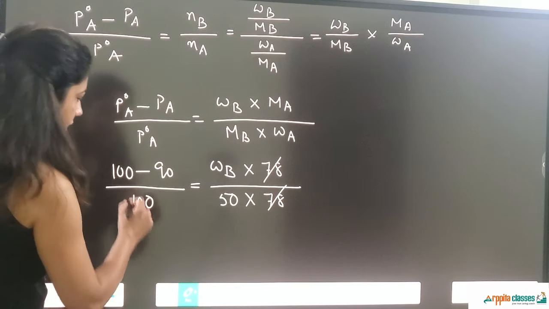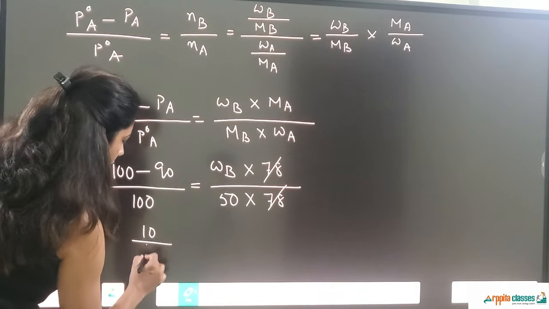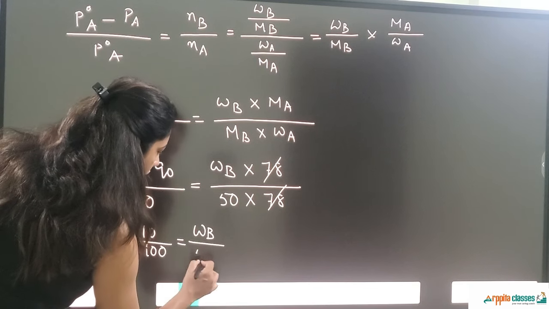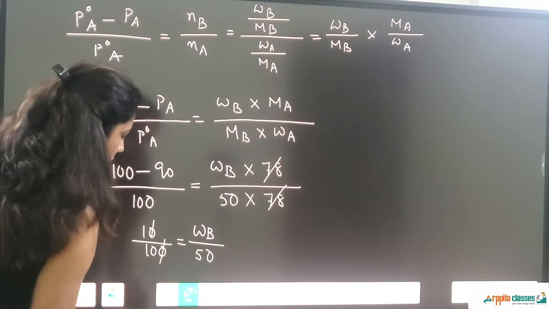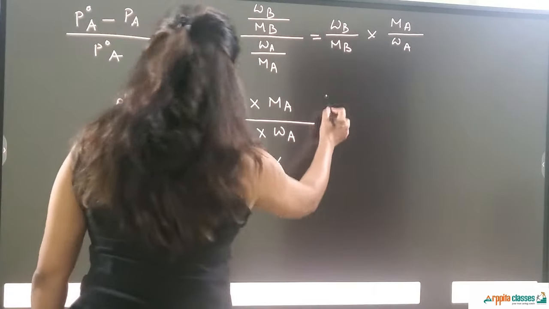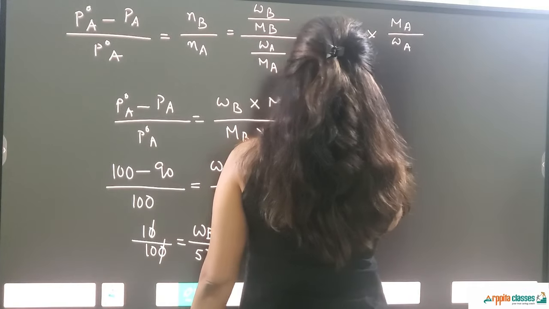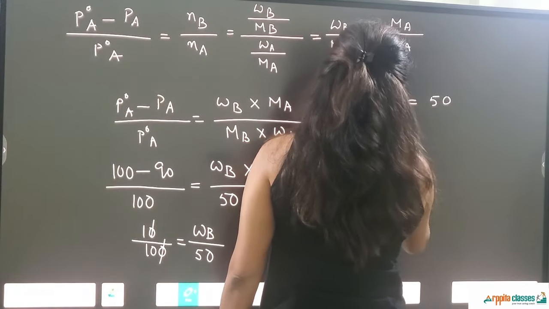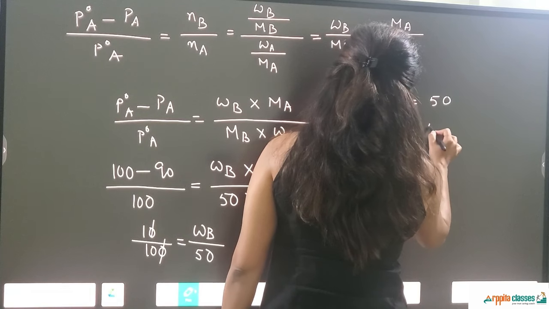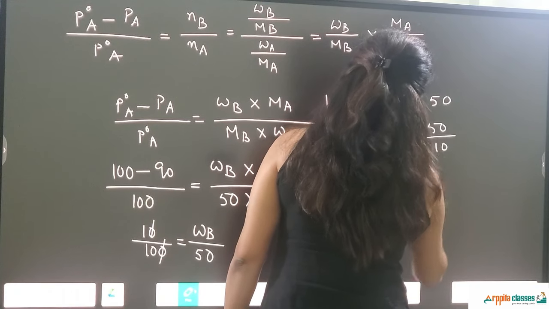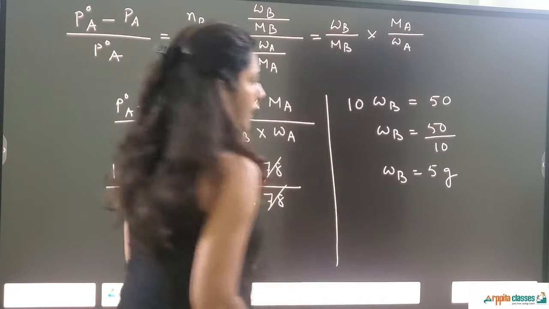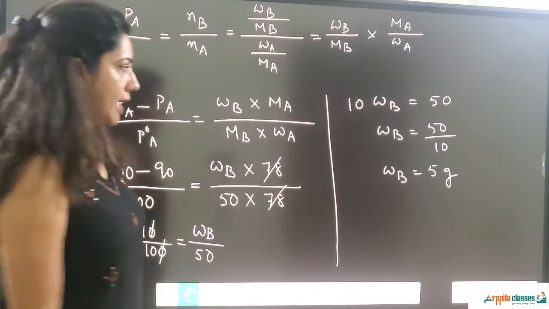We'll calculate this. This is coming 10 upon 100 is equal to WB upon 50. So 0 and 0 get cancelled. Now cross multiply: 10 into WB is equal to 50. Therefore WB is equal to 50 upon 10. Therefore WB is equal to 5 gram. So the weight of the solute here is 5 gram.